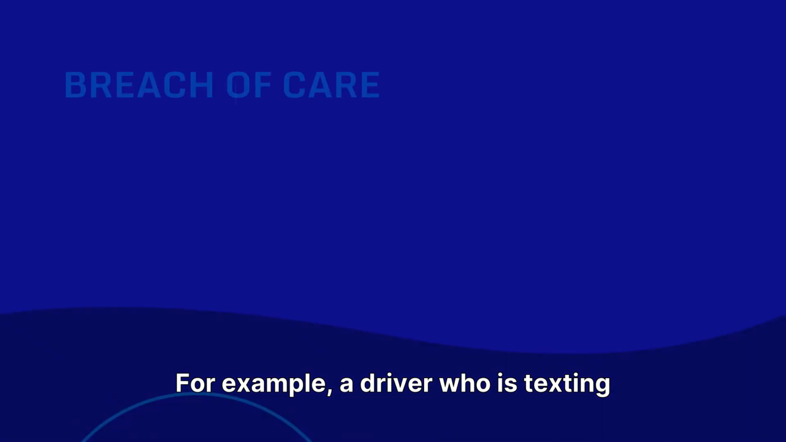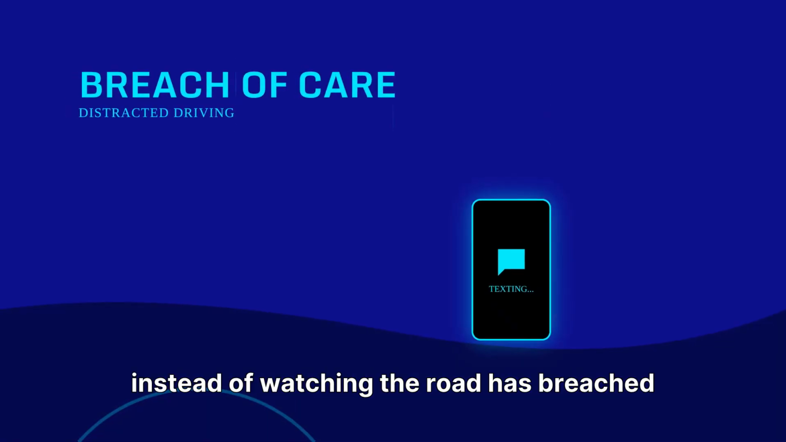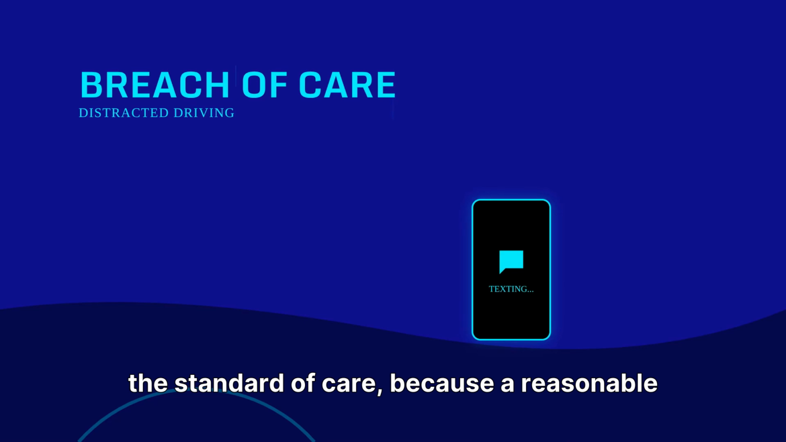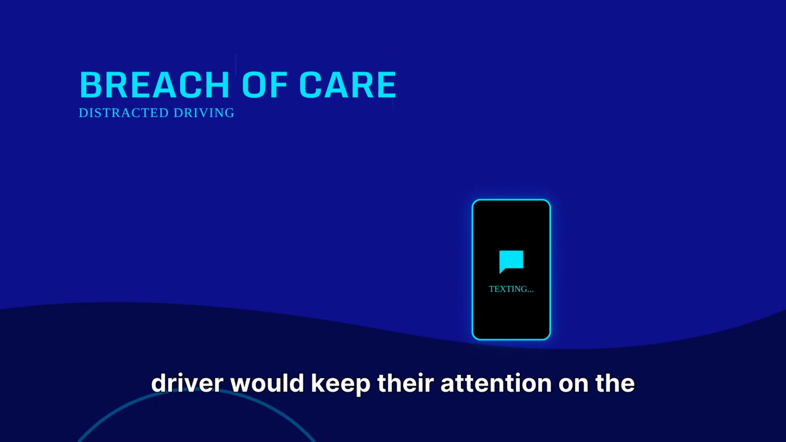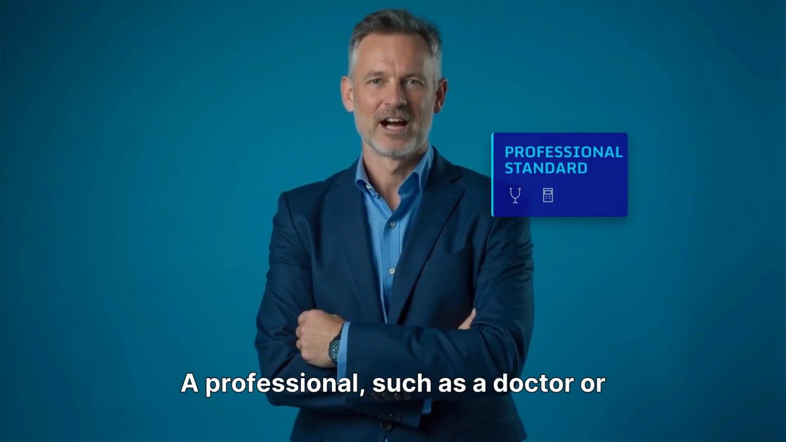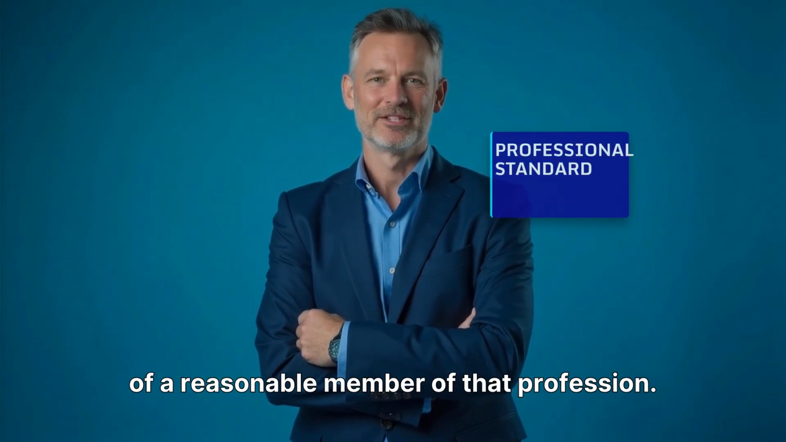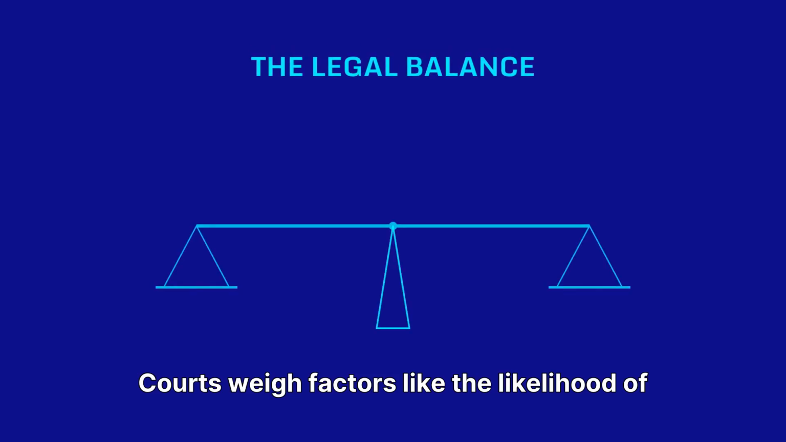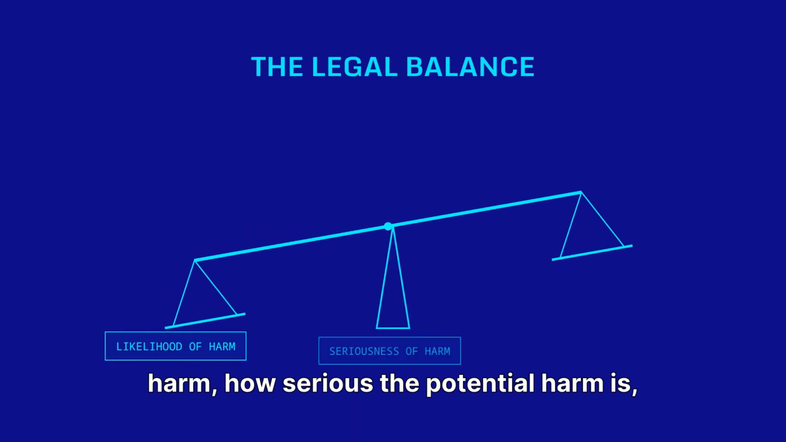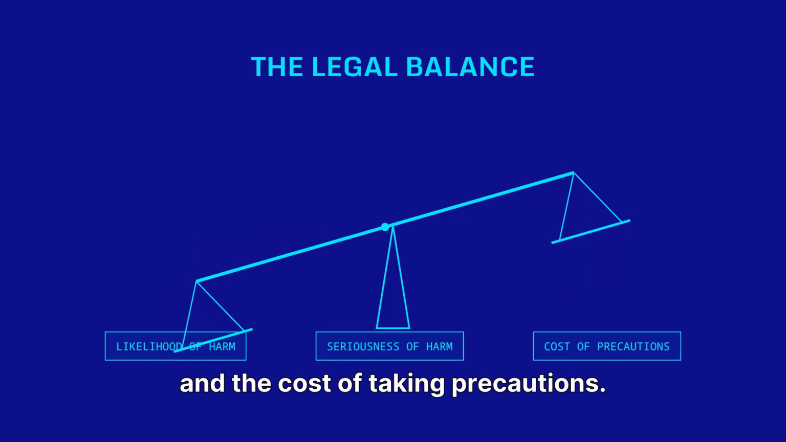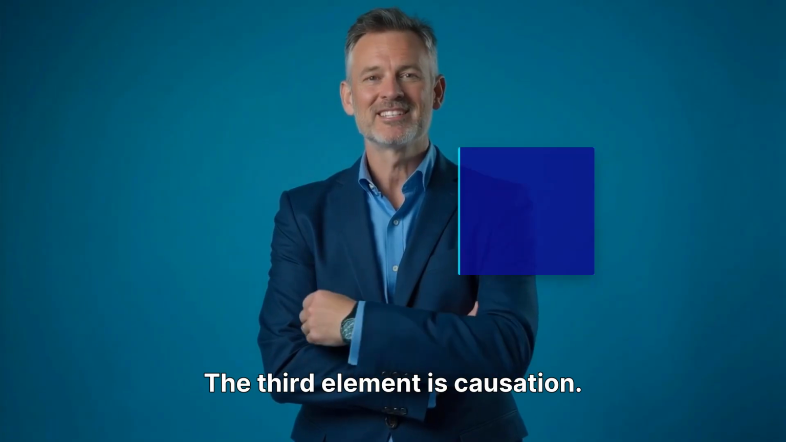For example, a driver who is texting instead of watching the road has breached the standard of care because a reasonable driver would keep their attention on the road. A professional, such as a doctor or an accountant, is held to the standard of a reasonable member of that profession. Courts weigh factors like the likelihood of harm, how serious the potential harm is, and the cost of taking precautions.